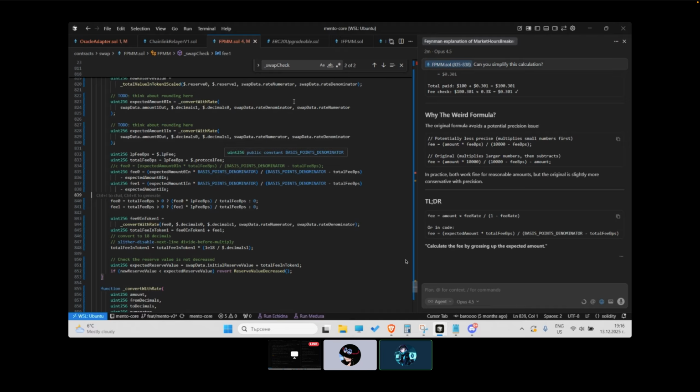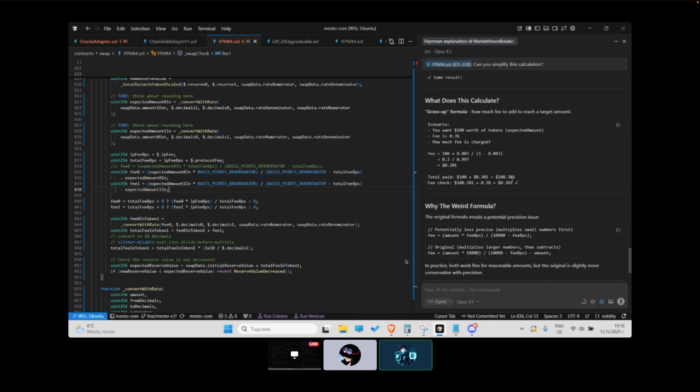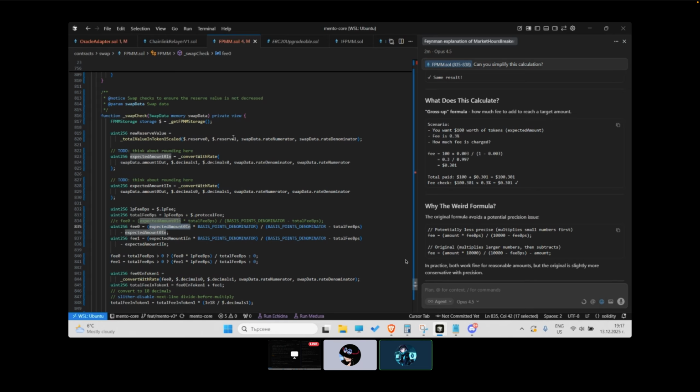Yeah, but like this. Well, okay. Go through the numbers. Let me check. In the LLM, it shows some numbers. Let's see. You want $100, how much fees are charged? The thing is, look, this formula: you want $100 of tokens, but that's the amount out, right? And this is the amount in. Can you see? This doesn't seem correct.